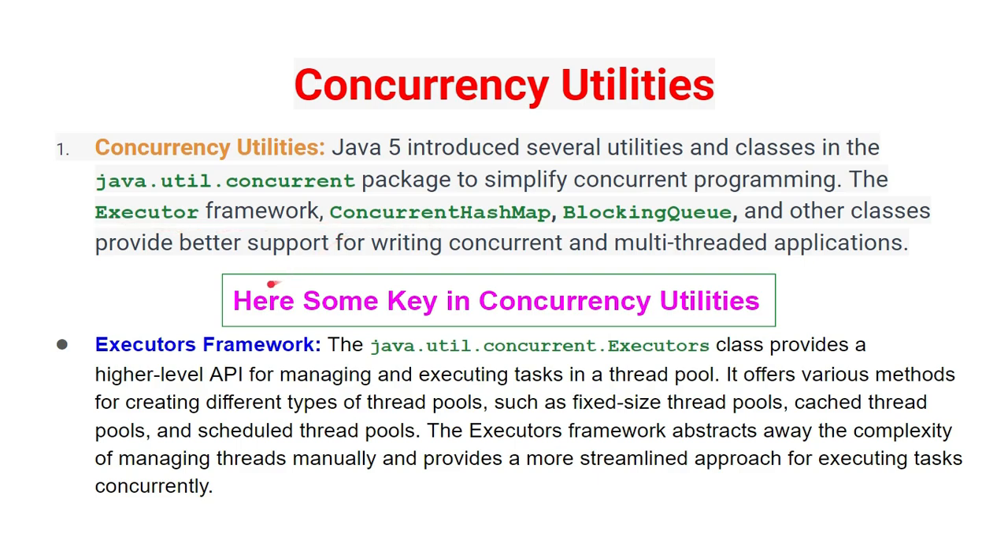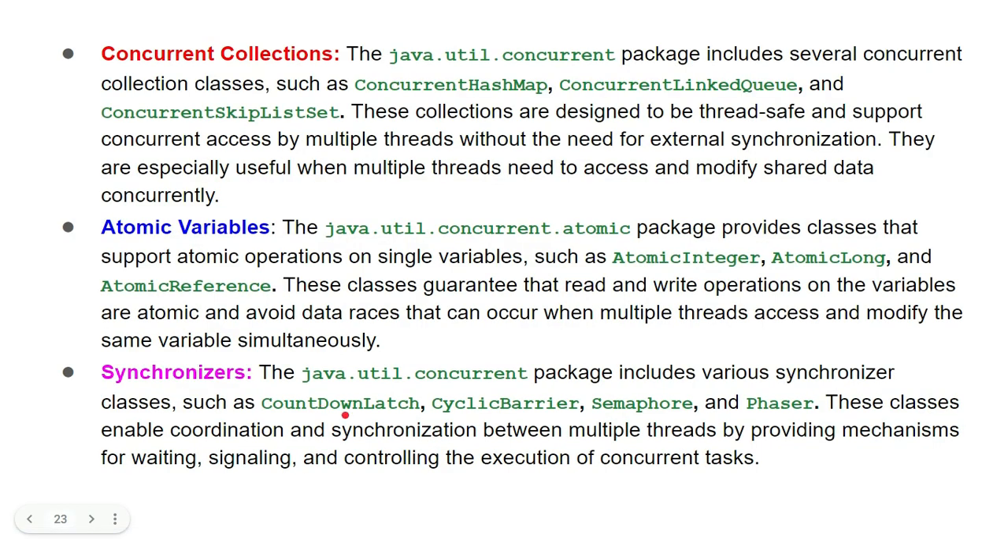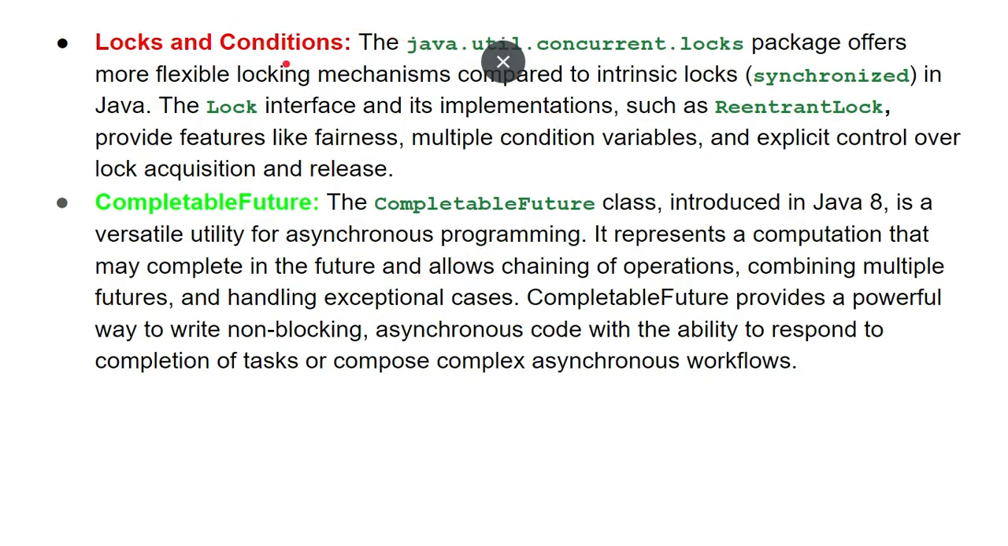Here are some of the key concurrency classes, and we discuss those in multi-threading only. Multi-threading is completed, but we can discuss it, no issue. The executor framework is very important while doing operations in multi-threading, so we can understand and discuss it. And there are concurrent collections we can discuss. The java.util.concurrent package includes several concurrent classes such as ConcurrentHashMap, ConcurrentLinkedQueue and ConcurrentSkipListMap. There are so many things inside this, so we can create a dedicated video for that and discuss it. Locks and conditions are also very important.